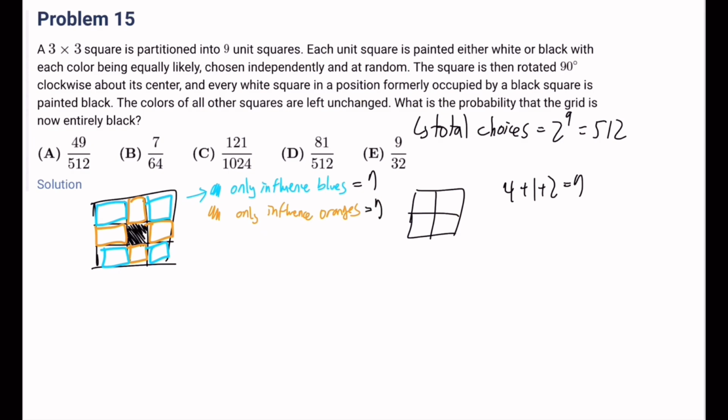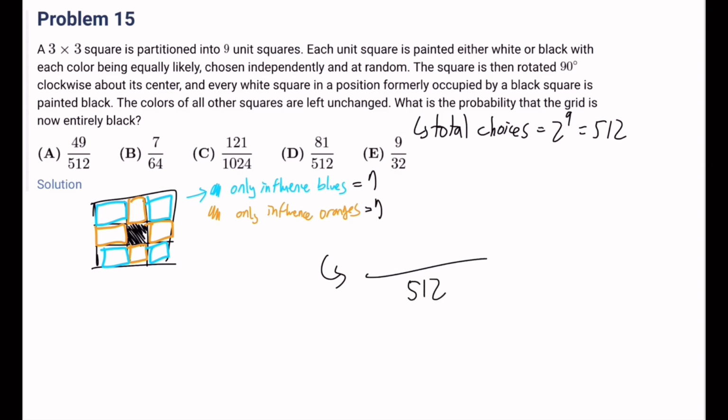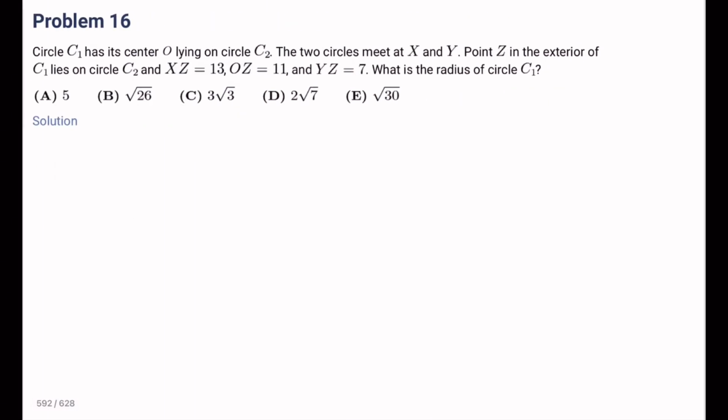So that's 7 choices. And so now we can say that the total is 512, but then the probability that the grid is entirely black is this times this, because they're independent, so it's 7 times 7. This is going to be equal to 49 over 512, and that's our answer. It's A.